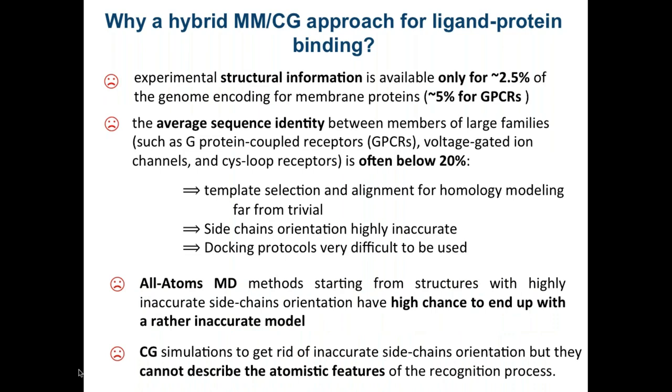Why is it so difficult to apply standard approaches in the case of membrane proteins, and why can a hybrid molecular mechanics coarse-grained approach be used to circumvent the problem? For membrane proteins, we know the 3D structures only in about 2.5% of the cases, and for GPCRs in particular, around 5%. Moreover, the average sequence identity between members of large families of these membrane proteins, such as G-protein coupled receptors or voltage-gated ion channels, is often below 20%.